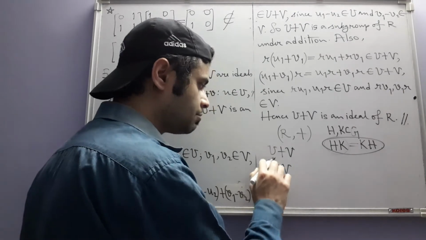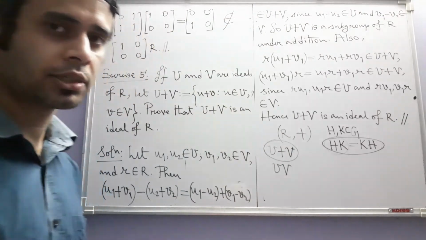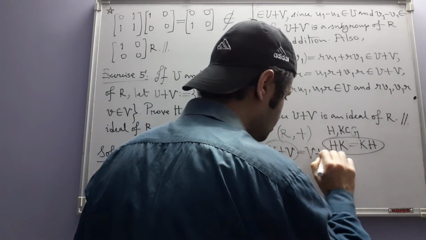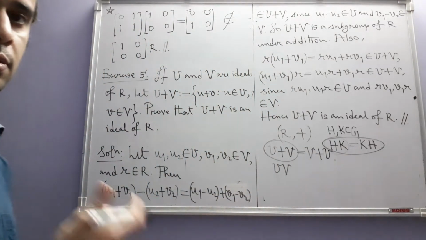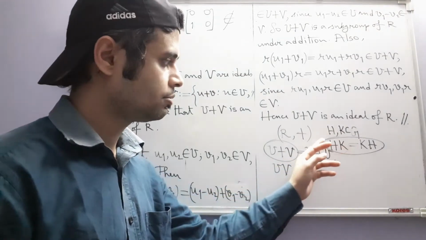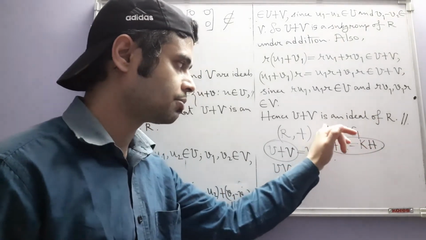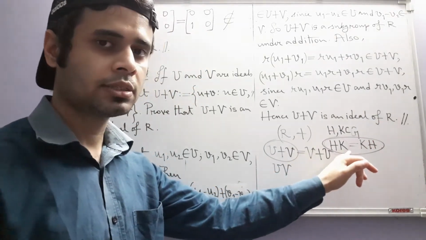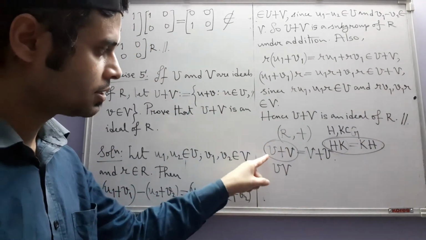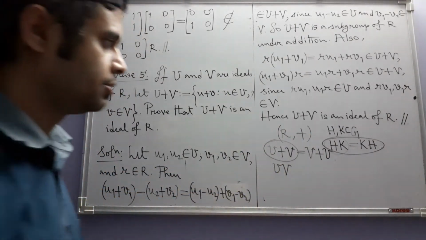Now, in place of uv, we have u plus v, because our operation now is addition, and u plus v is equal to v plus u. Why? Because addition is commutative. And in fact, in group theory also we mentioned this fact that in an abelian group, any two subgroups H and K give rise to a subgroup HK. So that's what we have here. Just from that itself we can conclude that U plus V is a subgroup of R under addition.